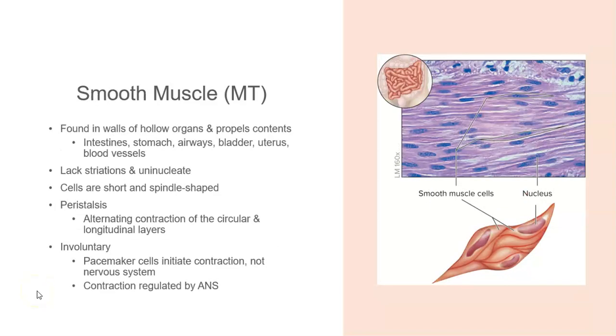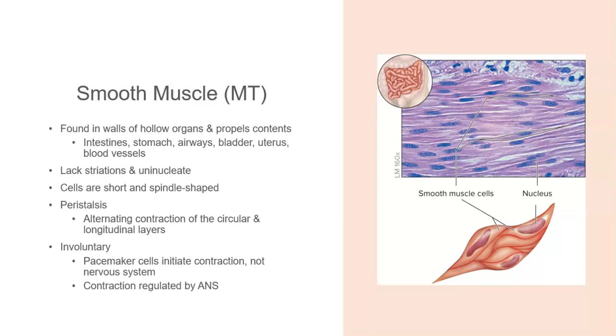And our third and final type of muscle is smooth muscle. So smooth muscle makes up sheets of cells. The cells are somewhat spindle-shaped, meaning they're fatter in the middle and sort of pointy on the end. They are not striated. They're uninucleate, which means they only have one nucleus.